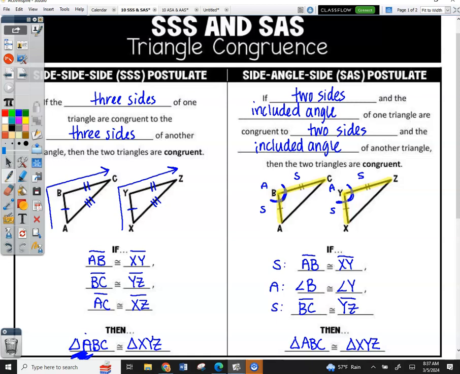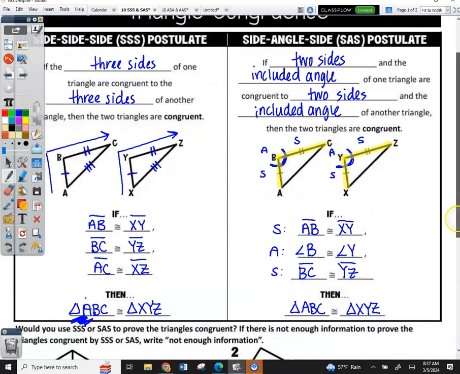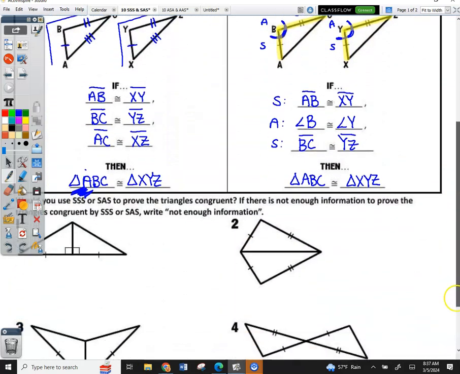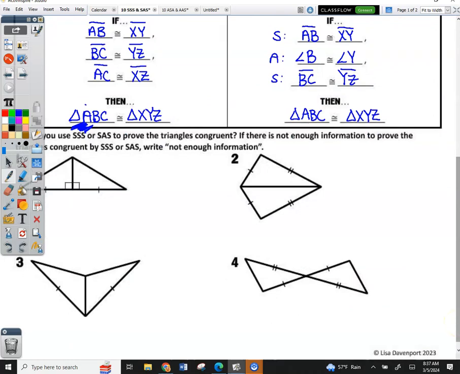Okay, there's our 2 concepts. Now let's start putting it into practice. And I can't keep that showing up there while I'm scrolling down. So you'll have to look at yours on your paper. I'm not sure what happened here.